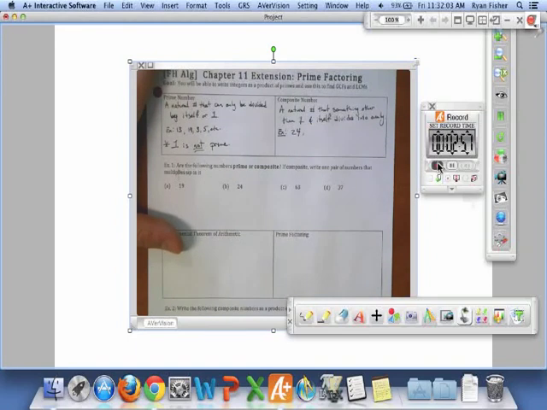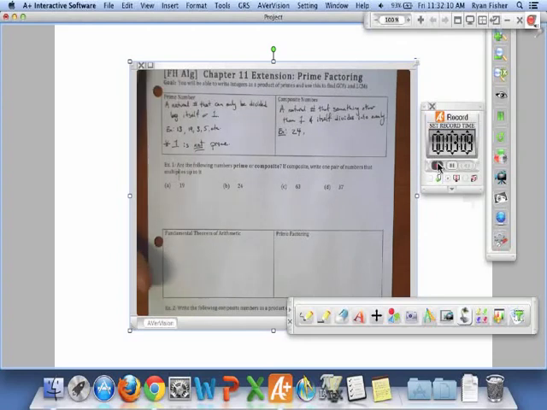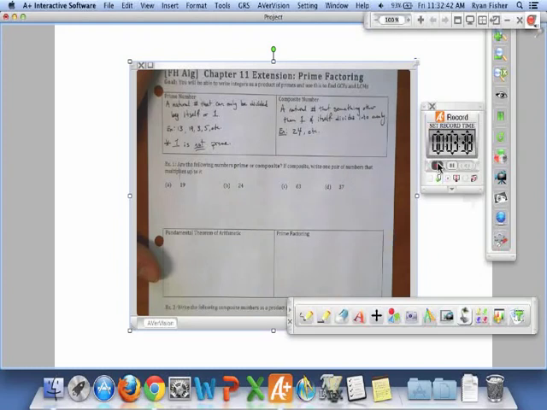Any even number that's not 2 is composite. Why is that? My claim is that every even number that's not 2 is composite. And why do you think that is? Because you can multiply 2 times 4. Because if it's even, what number has to go into it? 2. So like 10 has to be composite because 2 goes into it.